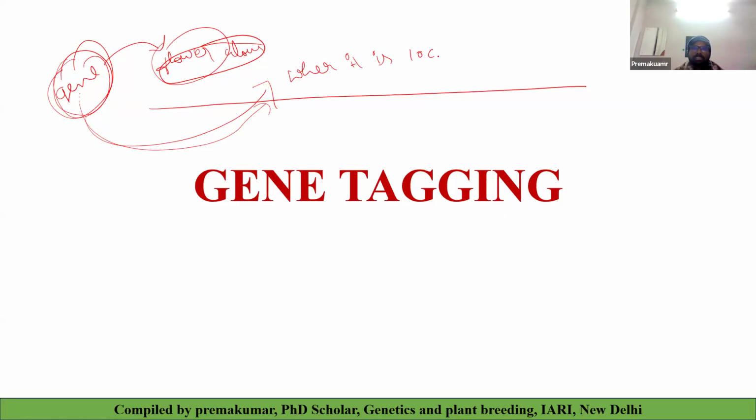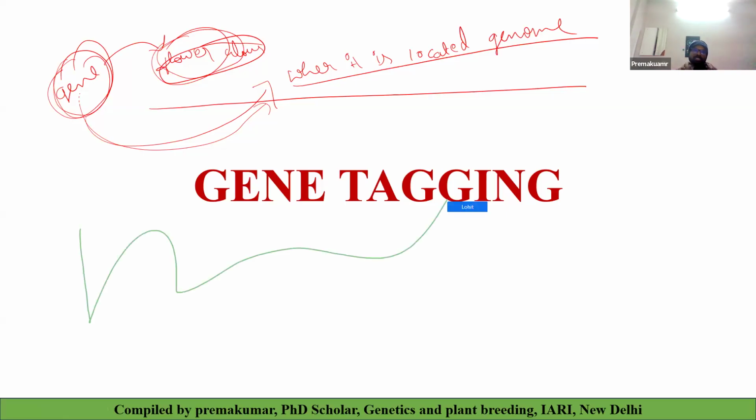Where it is located in the genome, we need to identify that. What are the two things we are doing? For example, you are doing phenotyping. You want to assign a particular gene for the trait and also along with that you have to assign where the gene is located in the genome. That is one of the goals of a breeder. You are studying for a particular trait.